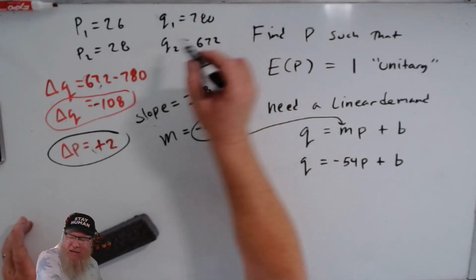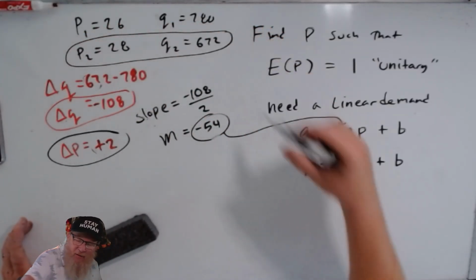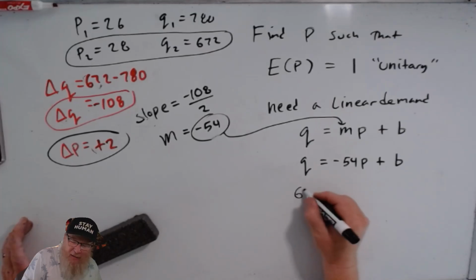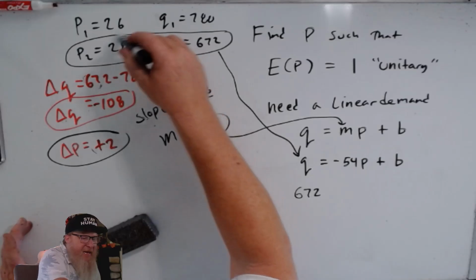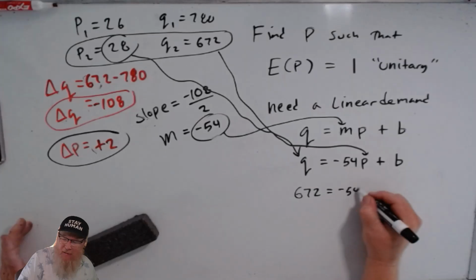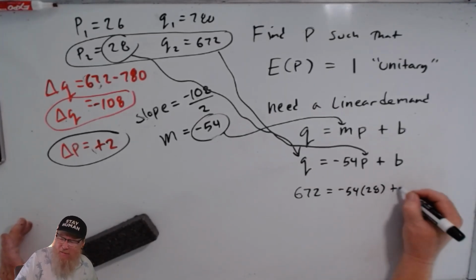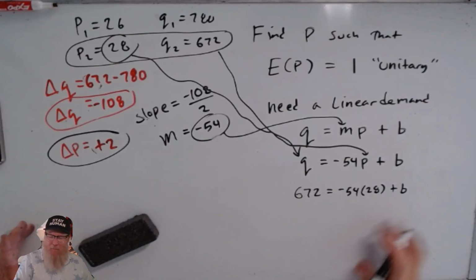I'm just going to do it the simple way, what I think is the simple way. Pick one of these prices. It doesn't really matter which. I'm going to take the second one, and I'm going to plug it in, 672 for Q, and 28 for P. And this will tell me what B is.